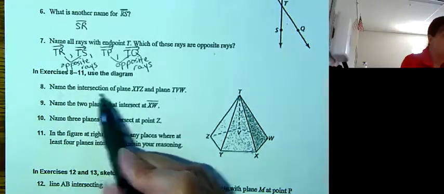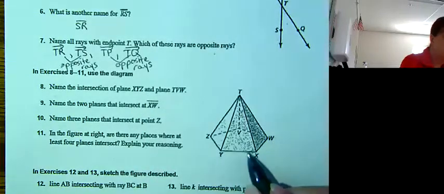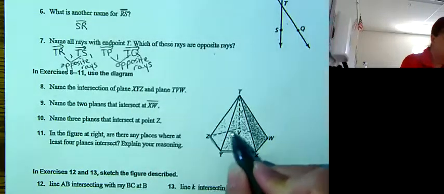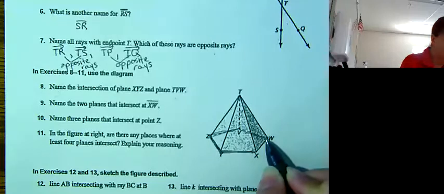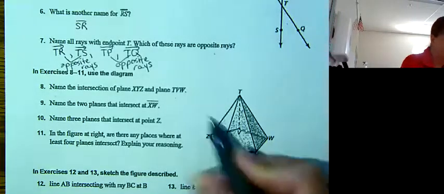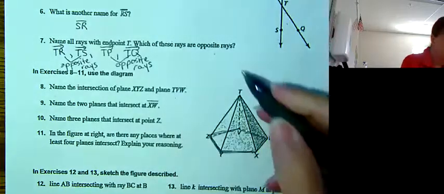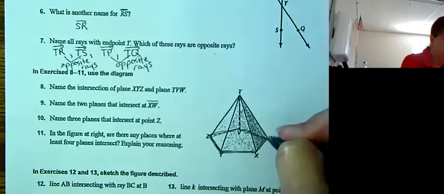8, name the intersection of plane XYZ and plane TVW. So if we start tracing X, Y, Z, that means we're talking about this whole bottom plane. You can't just stop and think just the two lines. You have to follow the plane all the way around. If it helps, you could add the 2 extra letters on there. And we want to see where it intersects with TVW, which is this one.